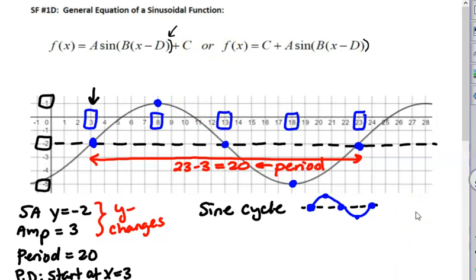Okay, so anyway, recall that when we add outside the function, that shifts the graph up and down.